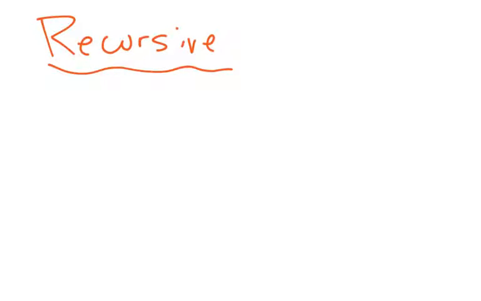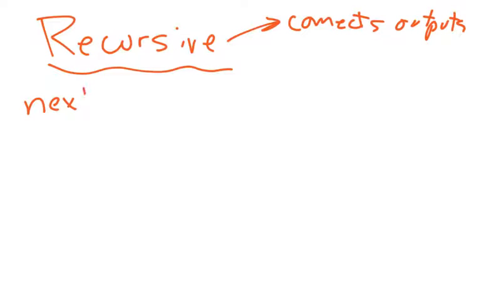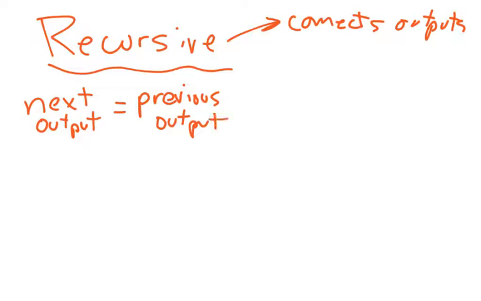Now, recursive, remember, it connects outputs. Okay, so we go from one output to the next to the next. So, to get that next output, that next term, well, it's equal to the previous output, and then we apply the pattern. Okay, kind of goes like this.